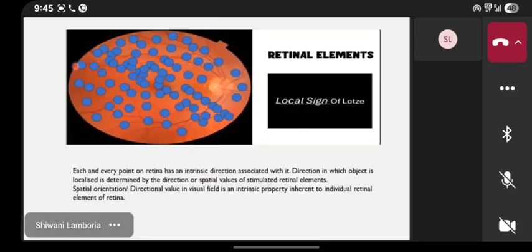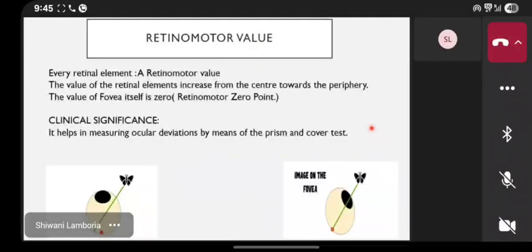Then the retinal elements. Each and every point on the retina has an intrinsic direction associated with it, and the direction in which the object is localized is determined by the direction or spatial values of the stimulated retinal elements. So the spatial orientation or the directional value in the visual field is an intrinsic property inherent to the individual retinal element of the retina, and it is known as the local sign of Lotze and helps to localize various objects.